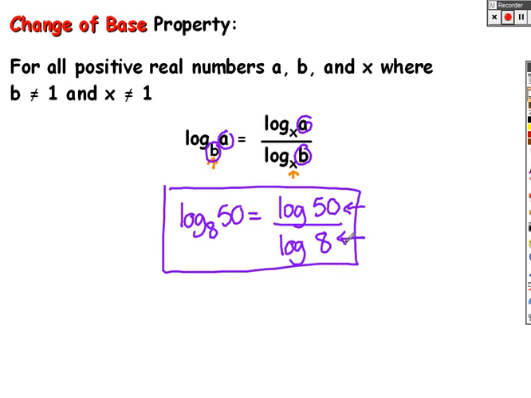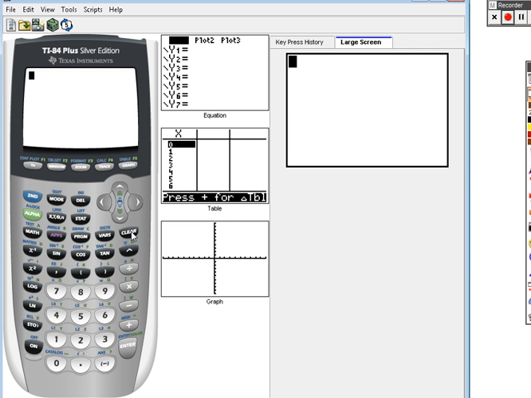Now you might be thinking, maybe you've discovered that you can also do this on your calculator. Yes, you can. So let's look at this example right here. So log of 50 divided by log of 8 is about 1.88.